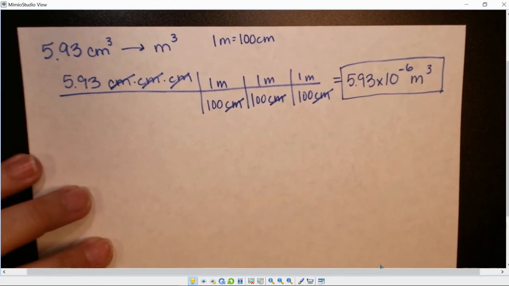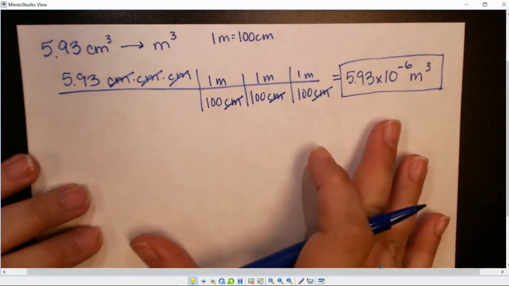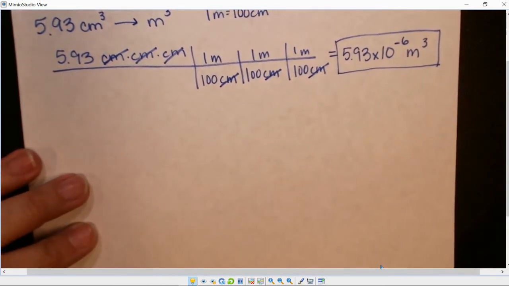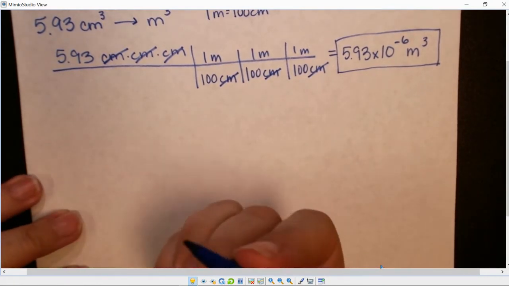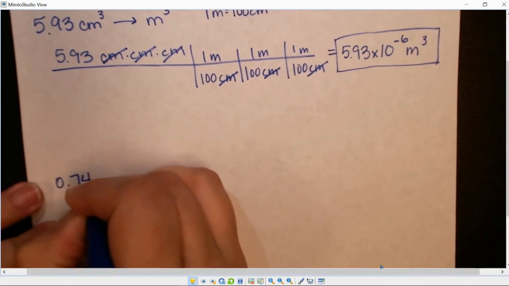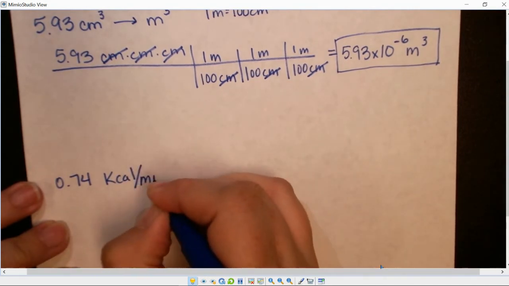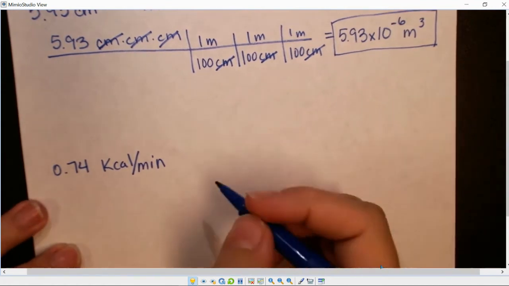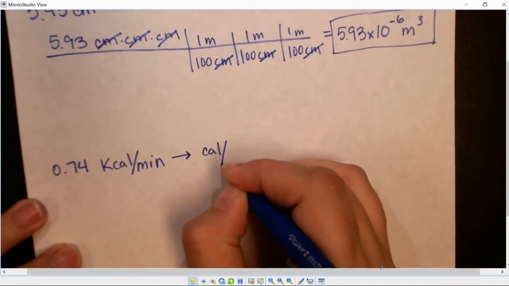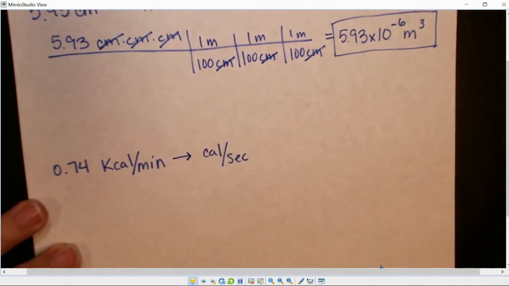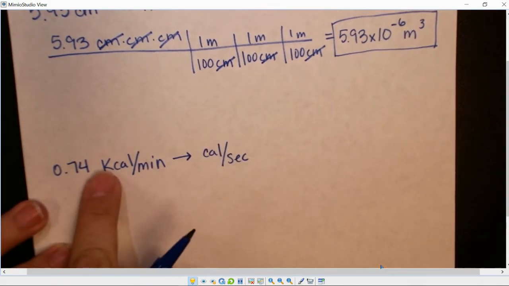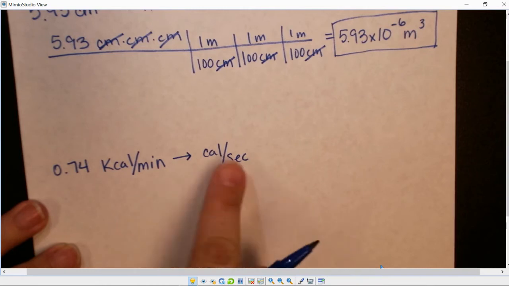Okay, so another type of problem that we probably didn't do too much of in first year chem, but I'm sure you did a lot in physics, is when you have a unit on the top and the bottom, and you have to convert one or the other, or both. So let's do a conversion for 0.74 kcal per minute. I want to convert that to calories per second. I'm going from kcals to just cals and minutes to seconds.